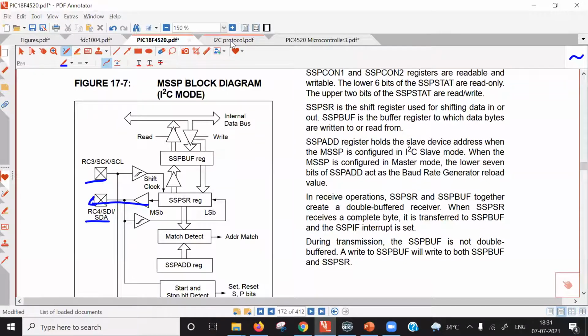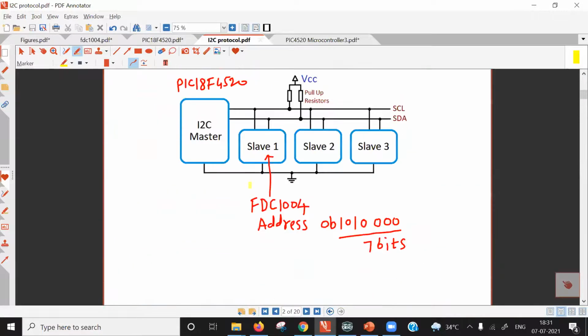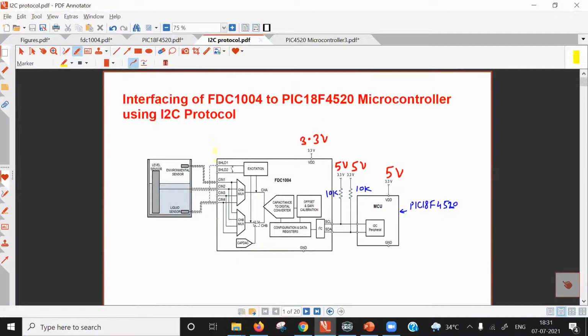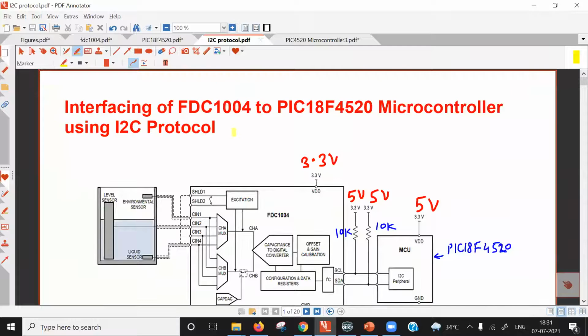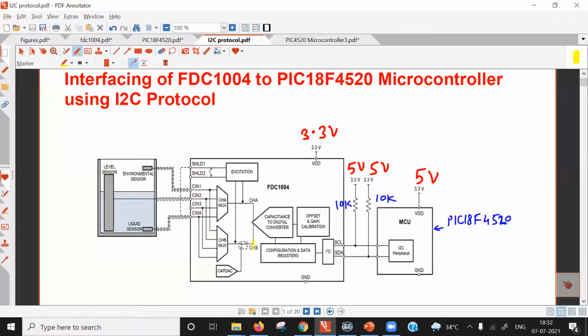For better explaining this protocol, I have prepared one document. Let me share it with you. This document, I will make available to you on Google Drive. It covers interfacing of the FDC1004 to the PIC18F4520 microcontroller using the I2C protocol. This block diagram we already discussed.